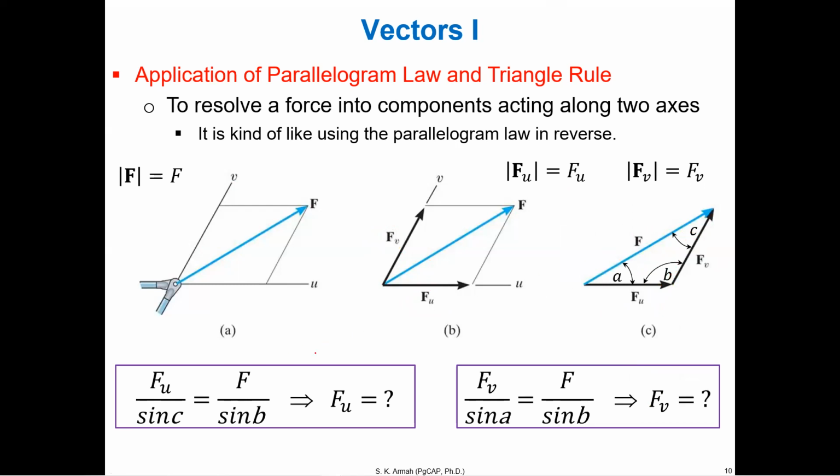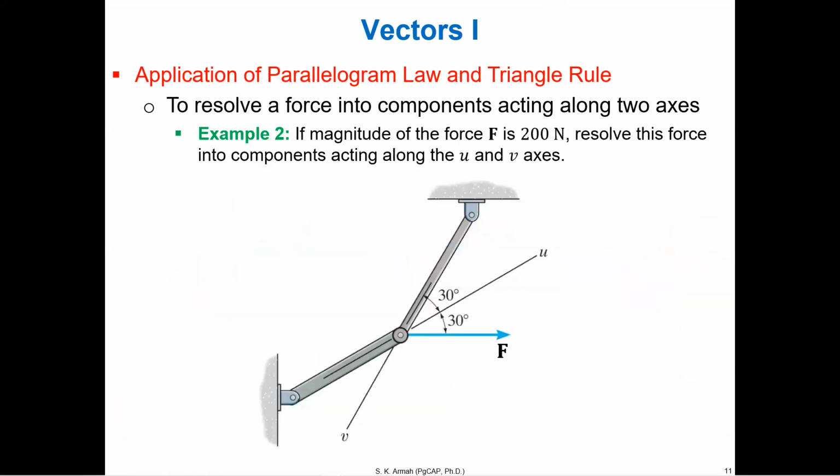So just using the sine rule, you write a sine rule of this side to that side, and hence you are able to find the components of the resultant along two directions or axes that do not meet at 90 degrees. So let's look at one example, and then I'll end the video. We'll continue the concept.